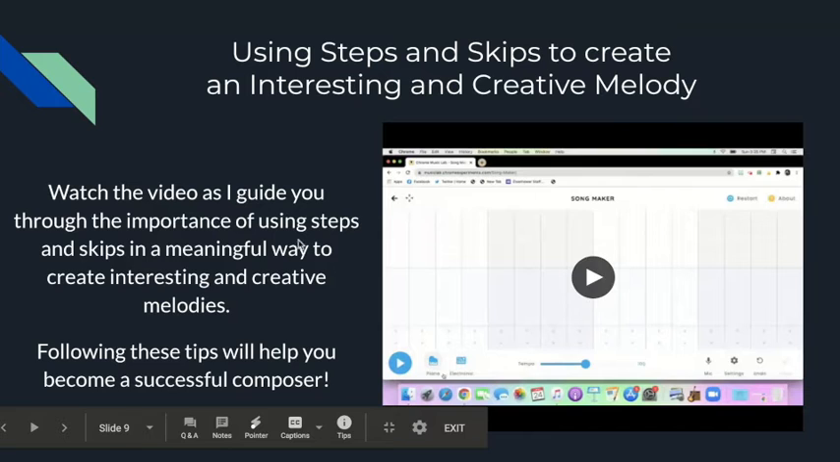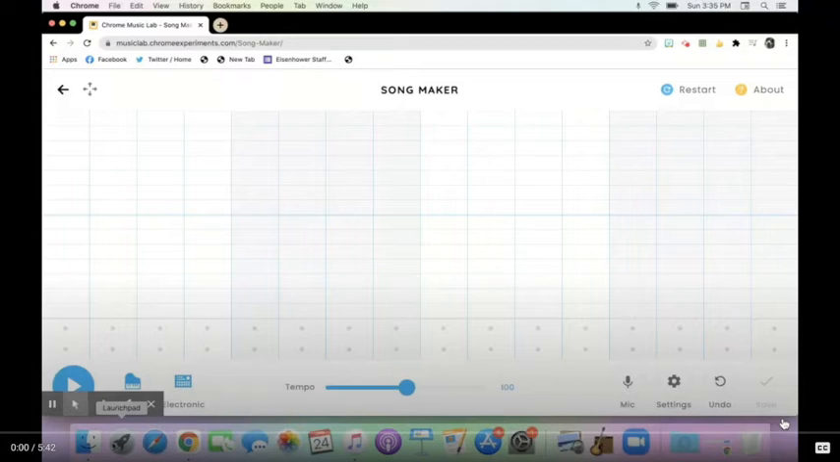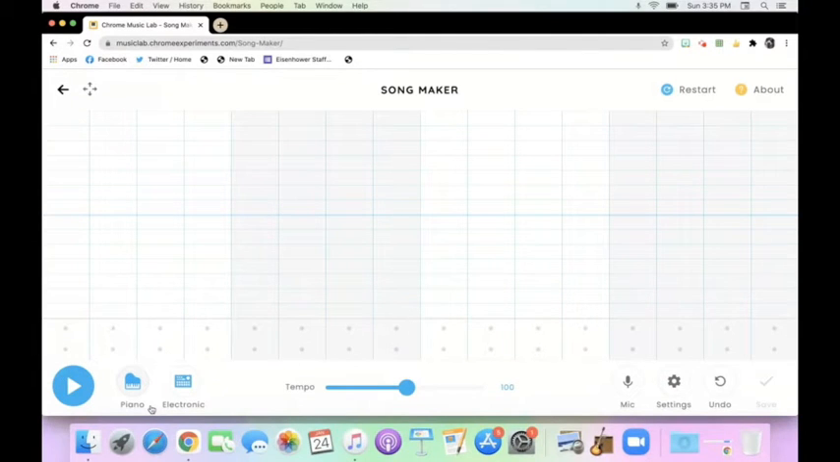Watch the video as Miss Smith guides you through the importance of using steps and skips in a meaningful way to create interesting and creative melodies. Following these tips will help you become a successful composer. Hi, fifth graders. This is Miss Smith to show you the importance of using steps and skips in a meaningful way to create really interesting melodies using Songmaker in the Chrome Music Lab.